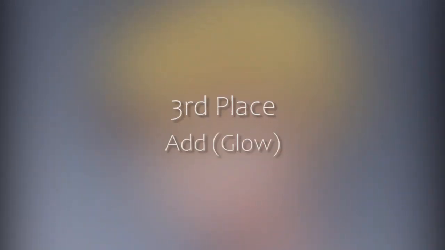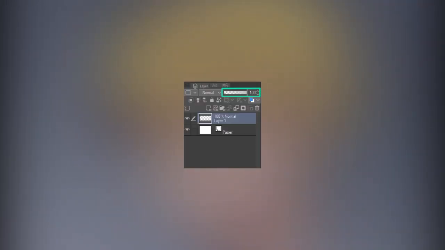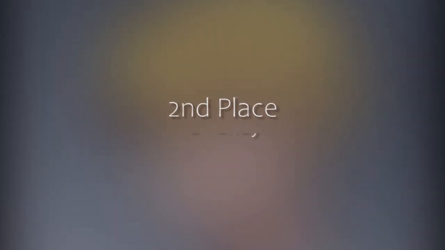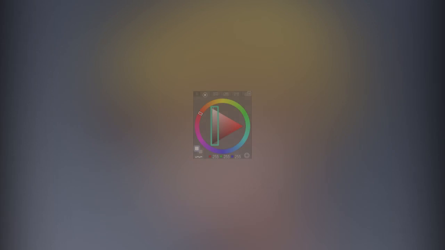3rd place is Add Glow. Works nicely on highlights and light dots effect. Adjust the layer opacity to create a nice effect. 2nd place is Overlay. Fastest way to add extra dimension to your artworks. To avoid being burnt, I suggest choosing a low saturation color.